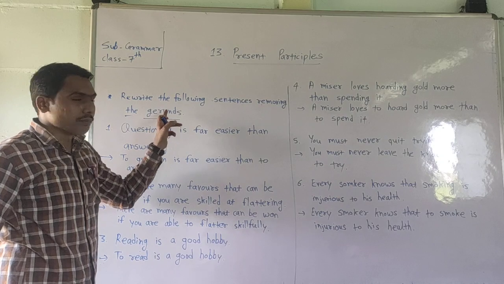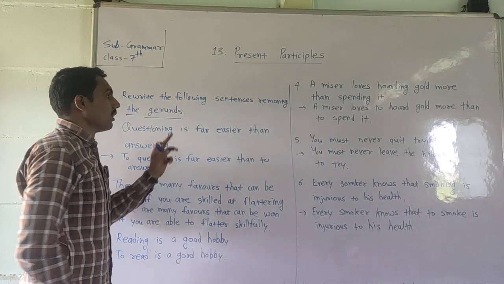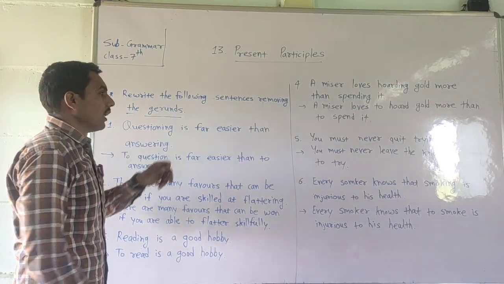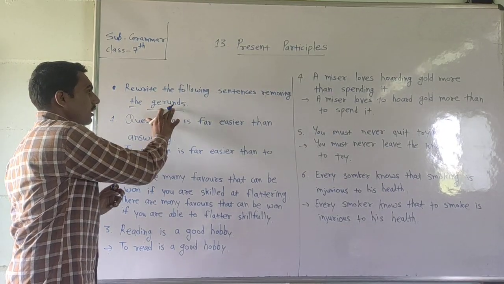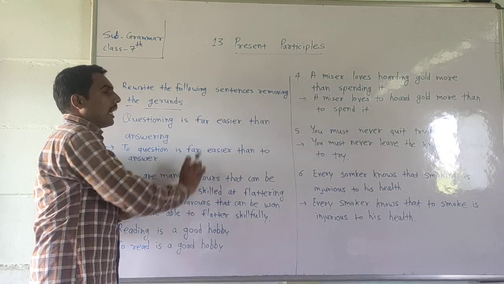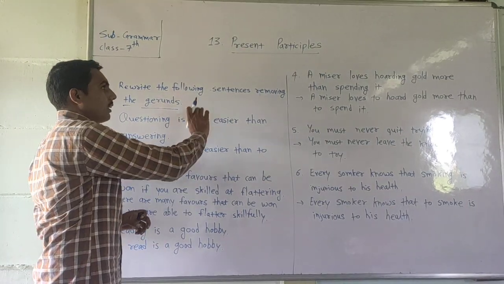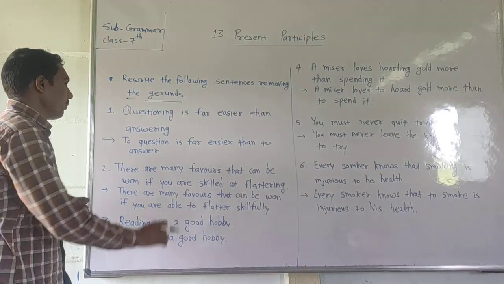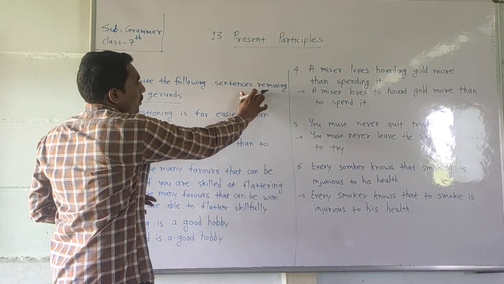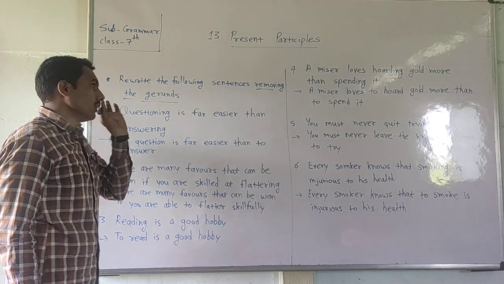Okay, we know what is meant by gerunds. A verb with the ing form and used as a noun is called a gerund. We know that when a verb has the ing form and we use it as a subject, we call it a gerund, as we have seen. Okay, we want to remove gerunds.